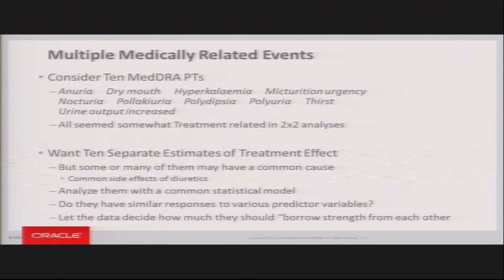but the question is also, do they have similar responses to various predictor variables? So here again, you have 10 separate scientific problems, but they have a lot in common. They probably have certain common medical causal issues because they are related to the same body systems, and the question of how much they should be merged together or not can be tackled by these Bayesian shrinkage methods.